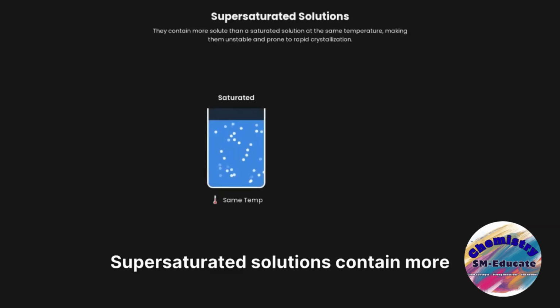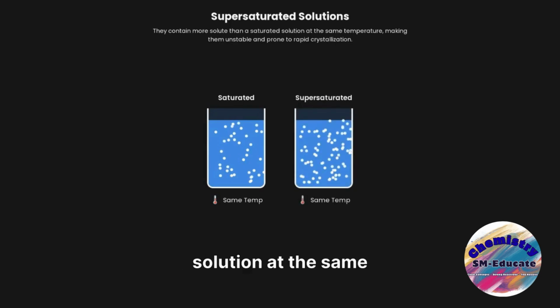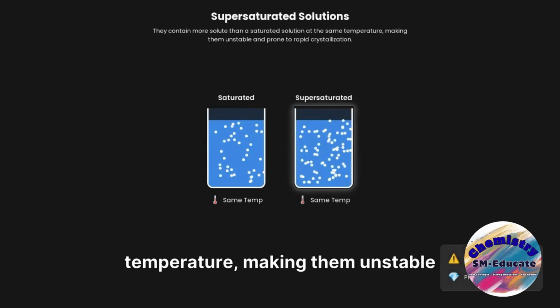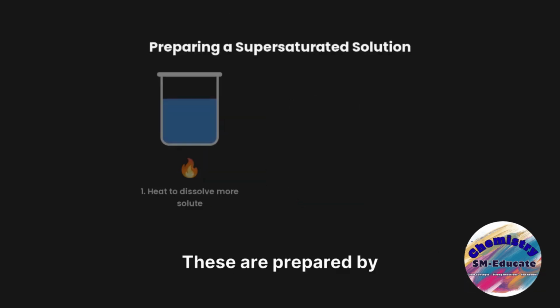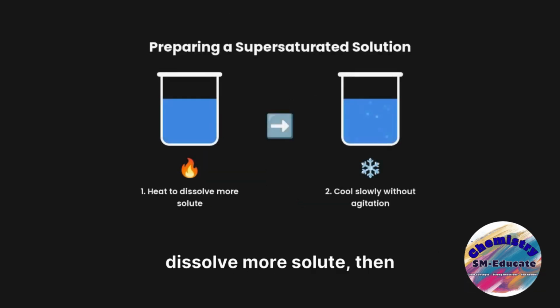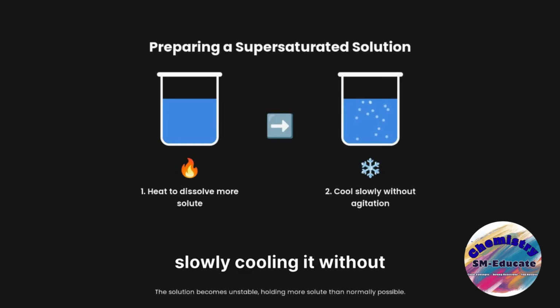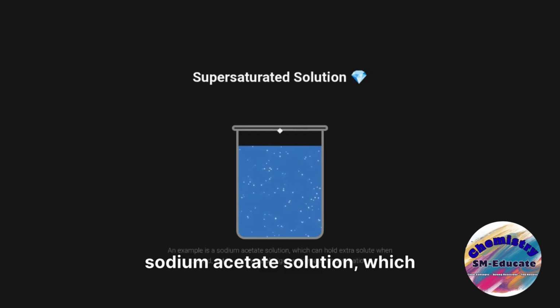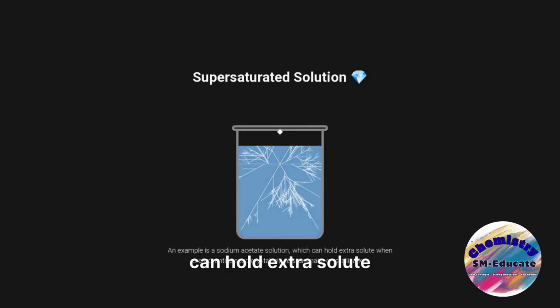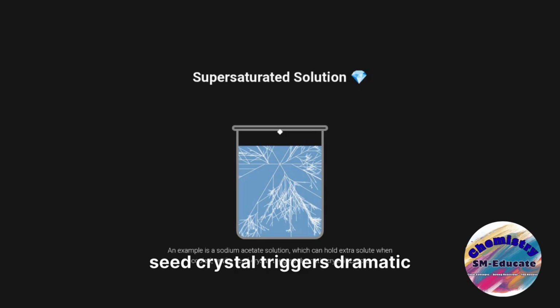Supersaturated solutions contain more solute than a saturated solution at the same temperature, making them unstable and prone to rapid crystallization. These are prepared by heating the solvent to dissolve more solute, then slowly cooling it without agitation. An example is a sodium acetate solution, which can hold extra solute when cooled, until a seed crystal triggers dramatic crystallization.